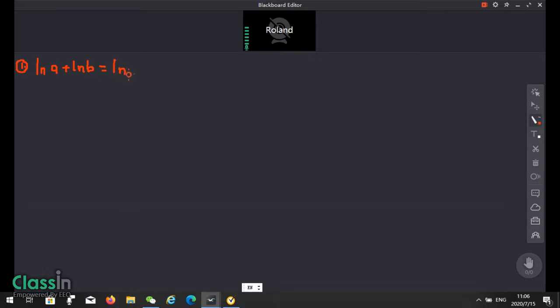This is the same as the natural log of A times B. Number 2, natural log of A minus natural log of B is the same as the natural log of A divided by B. Number 3, the natural log of A to the power B is the same as B multiplied by the natural log of A. So we can see these rules are the same as the rules of logarithms. If you do not know the rules of logarithms, please check my videos on equations of logarithms.